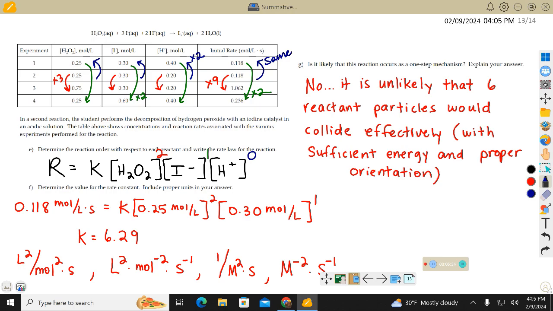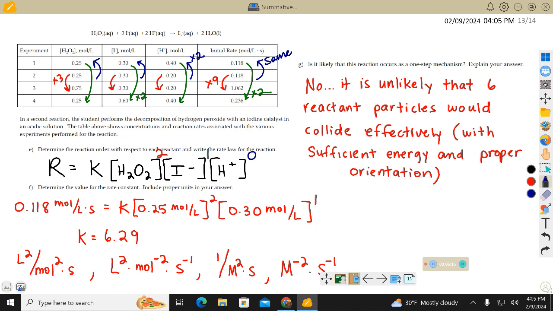Then in green, if I want to study the iodine, I studied trials 1 and 4, where the concentration of the iodine doubled while the hydrogen peroxide and the hydrogen remained constant. And then between trials 1 and 4, the rate also doubled. So that's first order. Then to study the hydrogen, I looked at trials 2 and 1. Between 2 and 1, the hydrogen doubled, but the iodine and the hydrogen peroxide remained constant, and the rate was constant. That's your 0 order, which you could also just leave out.